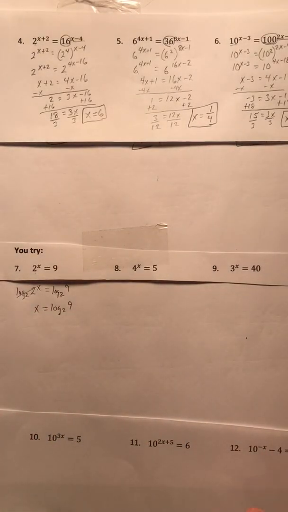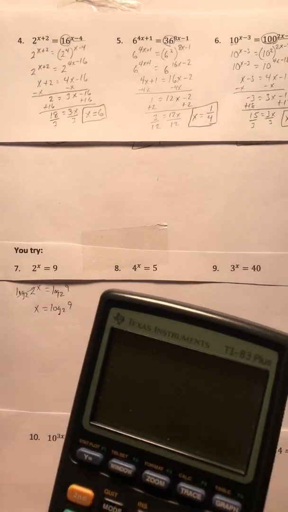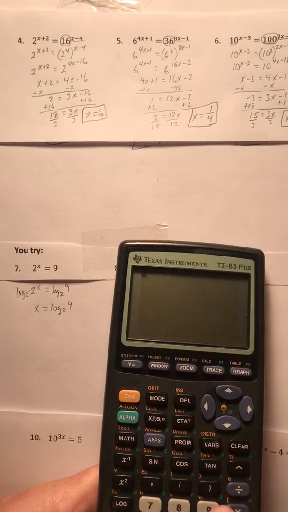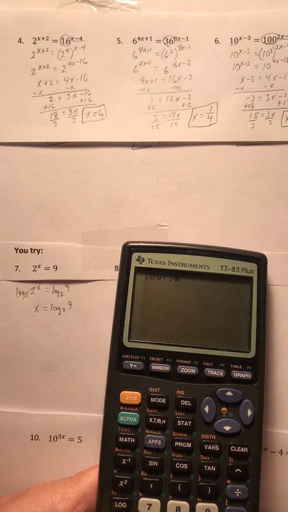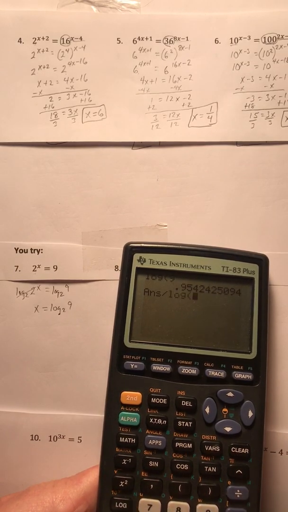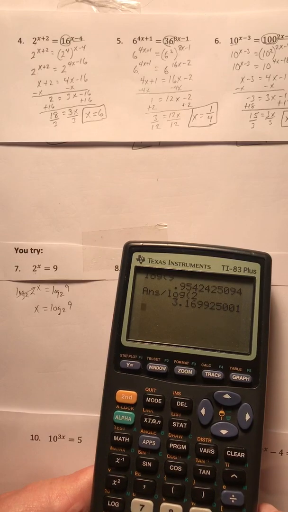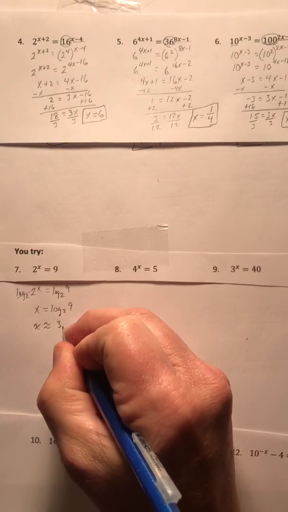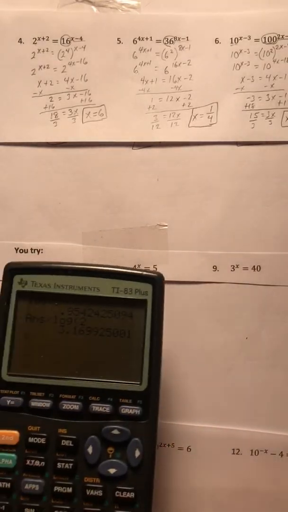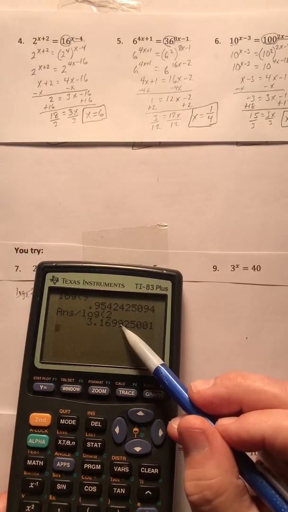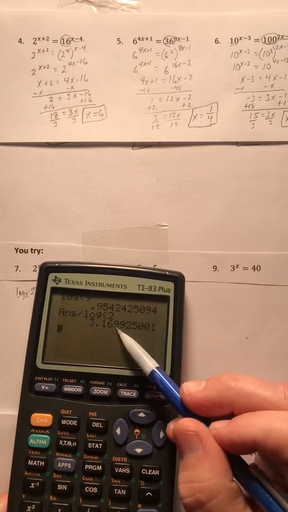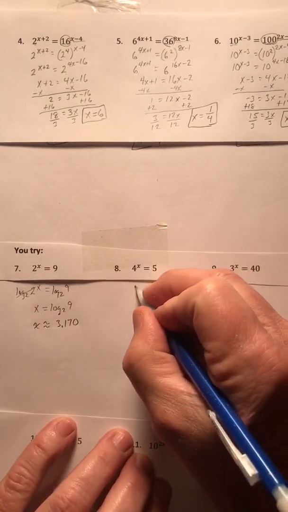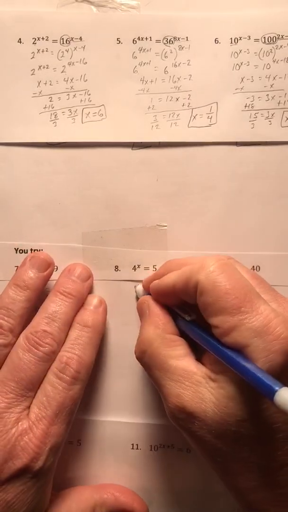And then we just have to put that into the calculator and see what that is using our change of base formula. All right, so we use our change of base formula. We're going to do log 9, enter, divided by log 2, enter, and we get 3.170. Again, that is rounded. That's 3.169925, that's what it is, rounded to that place. All right, 3.170.